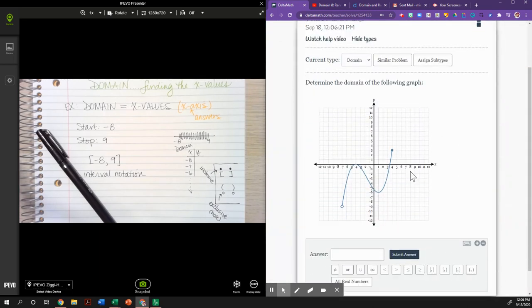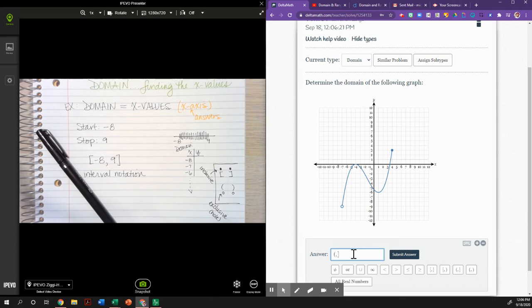Perfect. So now we've got one of each. That means I have to pick the one that matches. Since I have an open dot at my starting point, I need a parenthesis on the left. And then I have a closed dot here, so I need a bracket on the right. So that's all it was. Open dot was on the left, closed dot was on the right.